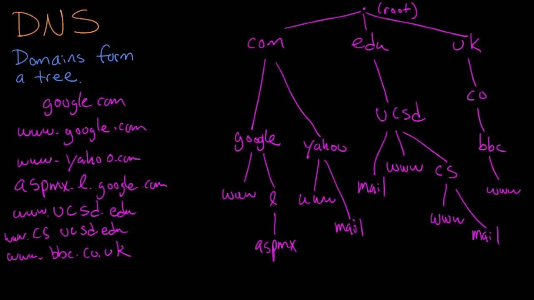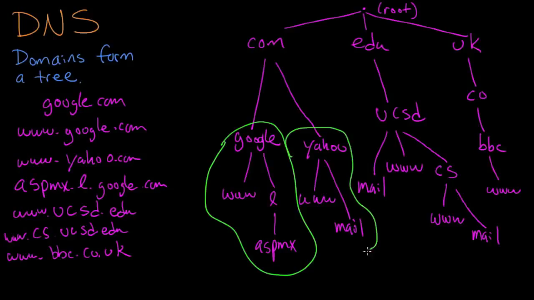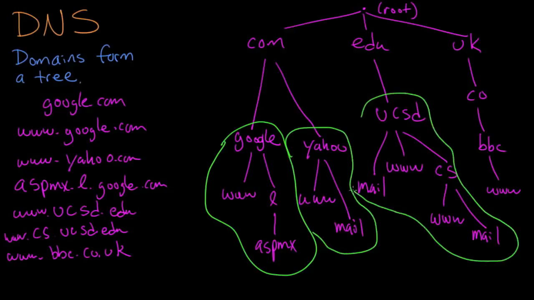Now, let's look here and see where the domains are, and there's actually lots and lots of domains in here. Here's Google and all of its stuff below it. This is the google.com domain. So that word Google here identifies the top of its domain, but it's underneath com, which is underneath root. So this is the google.com domain, and here's the yahoo.com domain. Here's the ucsd.edu domain. And here's the bbc.co.uk domain.